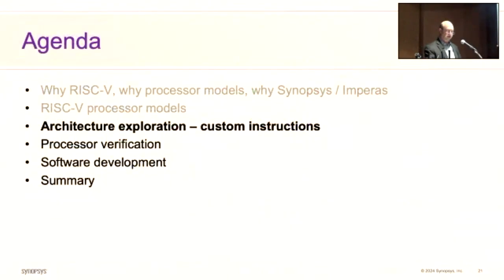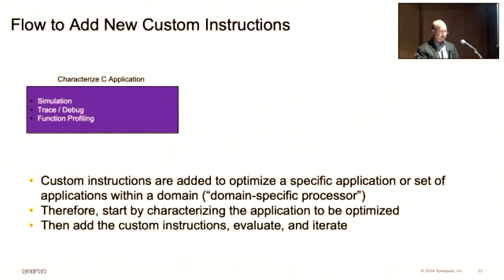So, custom instructions. Let's get into that. This is primarily what architecture exploration is in the RISC-V world. Typically, custom instructions are going to be added for RISC-V to optimize a specific application or set of applications within a domain. Thus, we get this domain-specific processor. The first step is to characterize the application to be optimized, and then add the custom instructions, evaluate, and iterate. So there we have the first box.